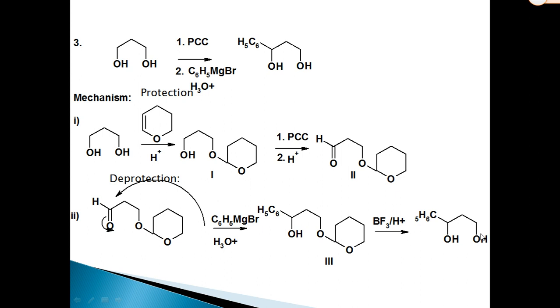Now to get the desired product, it is necessary to deprotect this tetrahydropyranyl derivative in presence of BF3 and H positive. Here we are deprotecting this group to get our final compound, our desired compound. This is the application of protection and deprotection of the hydroxy group in presence of dihydropyran.